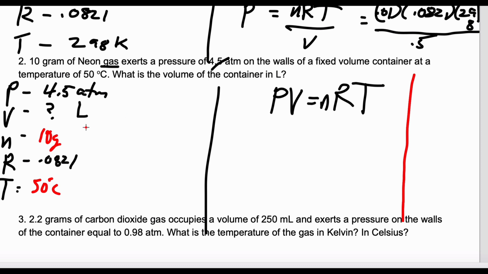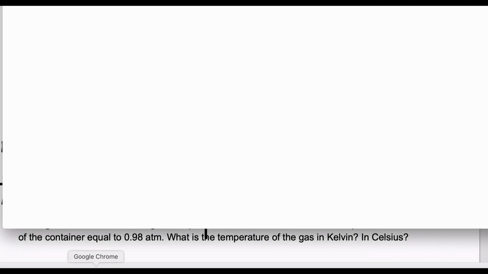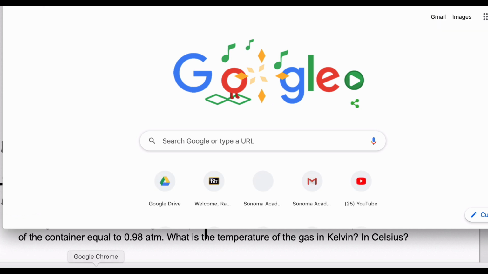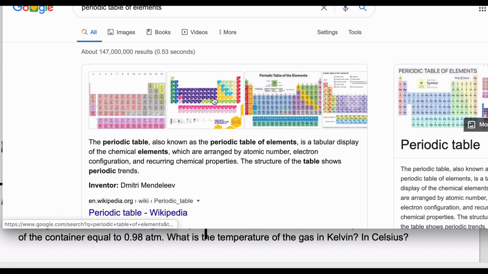Okay, so I have 10 grams of what, though? 10 grams of neon. So if I go to the periodic table of elements, and I wait, and I wait.